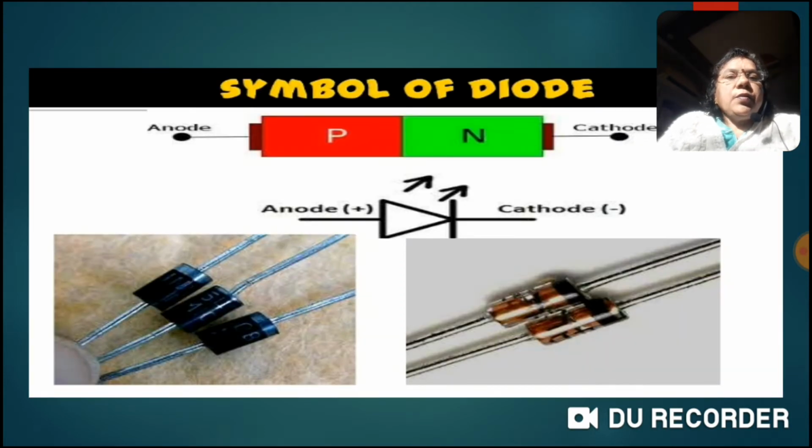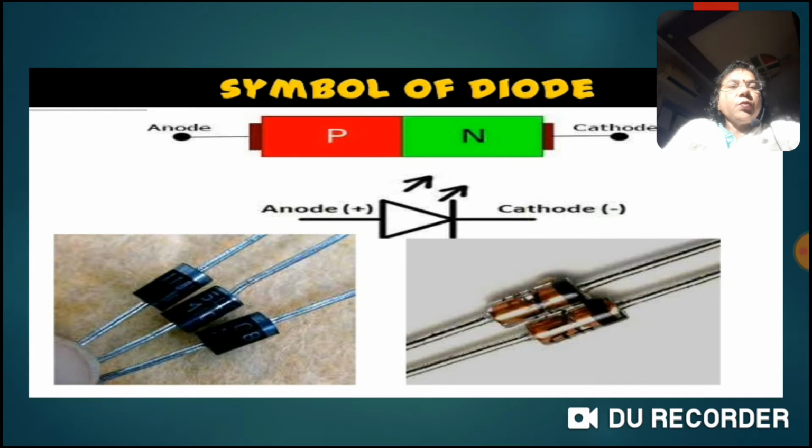Just see the symbol of the diode. There is one anode, which is known as the positive terminal, and the cathode, which is the negative terminal. Now there are two types of diode shown on the screen. One is the PN junction diode, the other is the Zener diode.